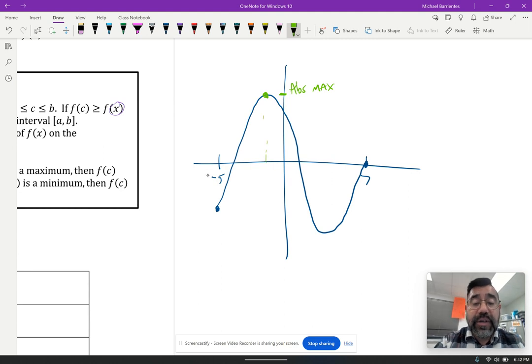Where does it occur? Well, I don't know, but I can see it. Same thing with the absolute min. This would be the absolute minimum value out of all of the points in this window from -5 to 7. Or maybe over here, this is the lowest point, so therefore it is the absolute minimum. Where does it occur? I don't know, but I can see that it occurs there. I just need to figure out what that x value is. And that's kind of the process that we're going to go through.